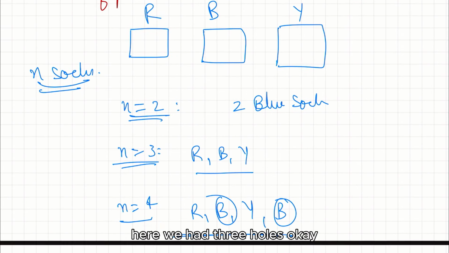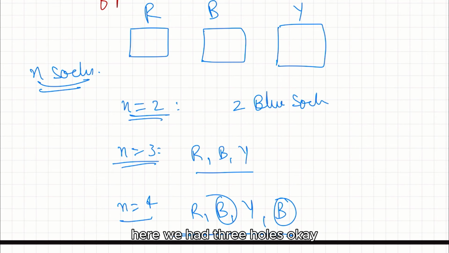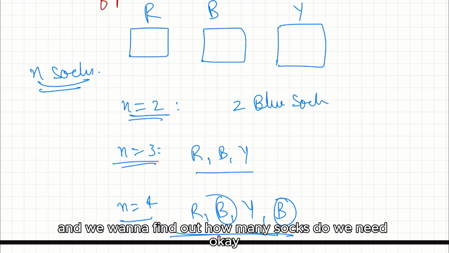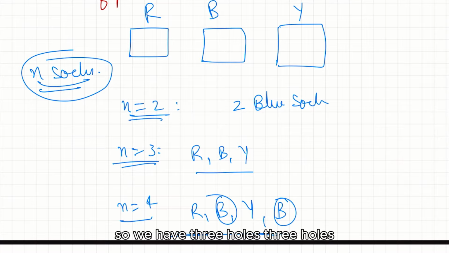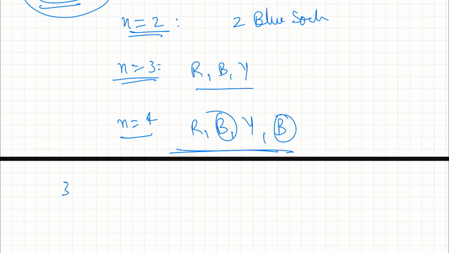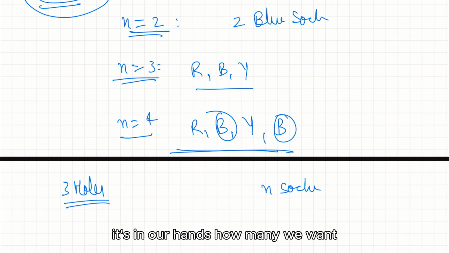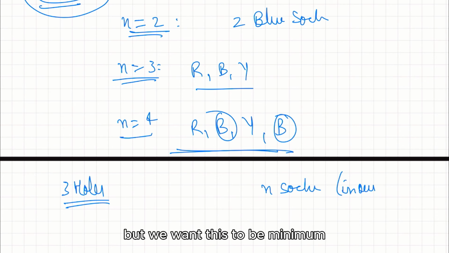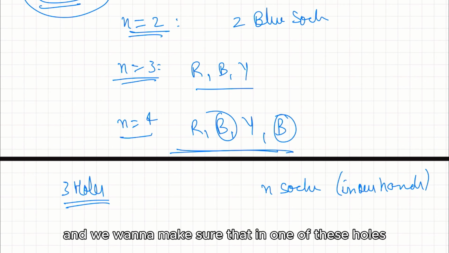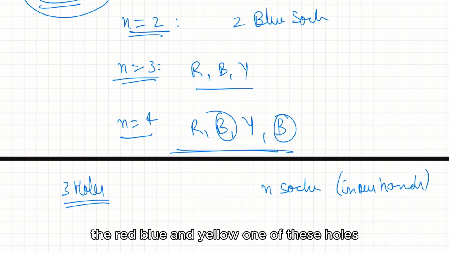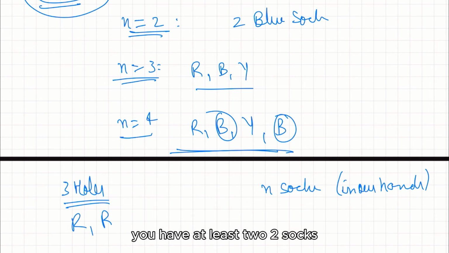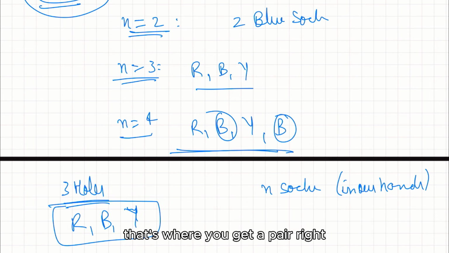Here we had 3 holes. Okay. And we want to find out how many socks we need. So we have 3 holes. The number of socks is in our hands, how many we want. But we want this to be minimum. And we want to make sure that in one of these holes, the red, blue, and yellow, you have at least two socks. That's where you get a pair, right?